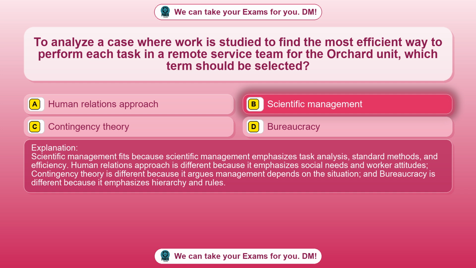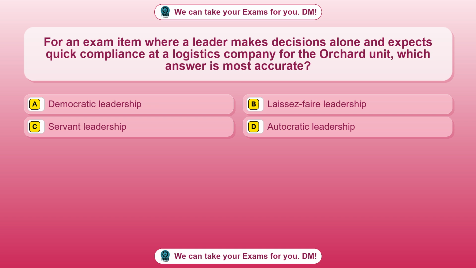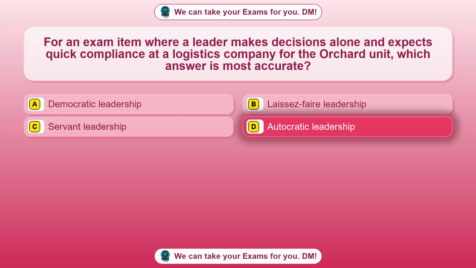Question 3. For an exam item where a leader makes decisions alone and expects quick compliance at a logistics company for the orchard unit, which answer is most accurate? Option A, democratic leadership. Option B, laissez-faire leadership. Option C, servant leadership. Option D, autocratic leadership. The correct answer is option D, autocratic leadership.